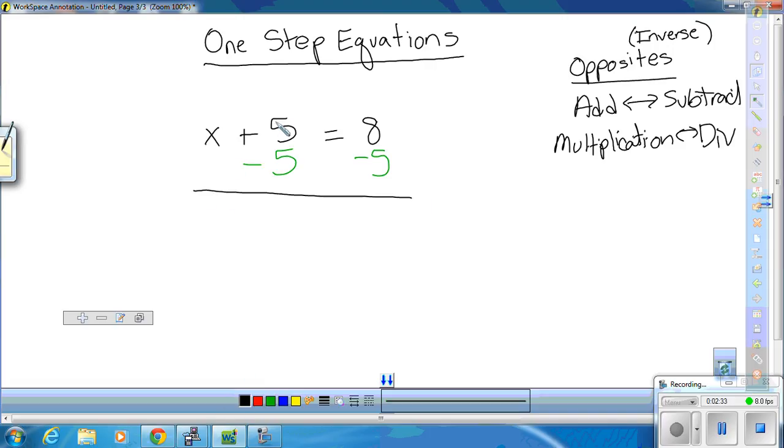So when I do that, 5 minus 5 cancels out, and all I'm left with is x. On this side of the equal sign, notice I kept my equal sign lined up. I've got 8 minus 5, which is equal to 3. So that means that x is equal to 3.